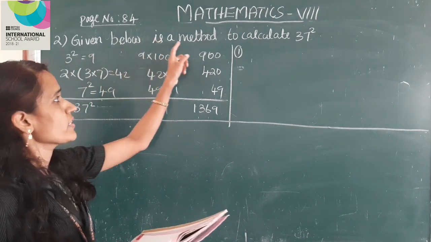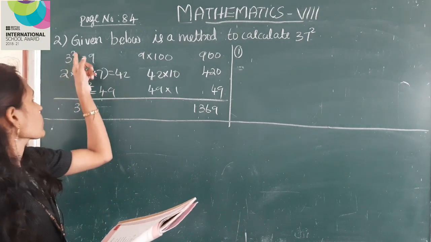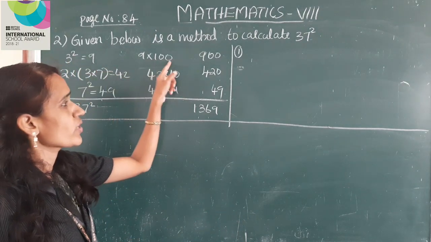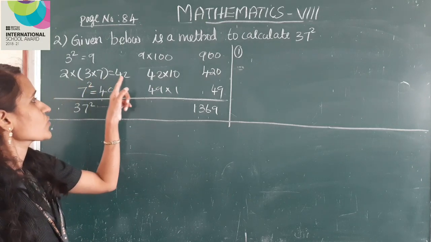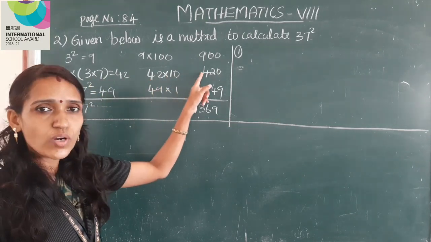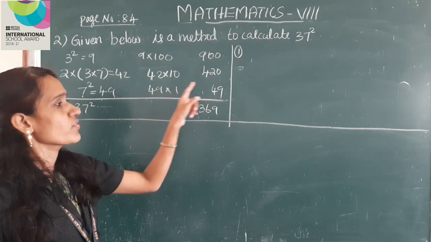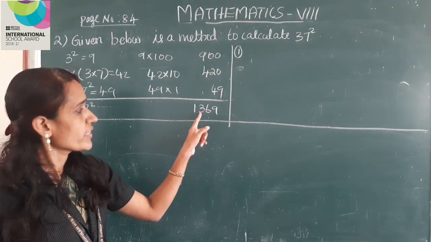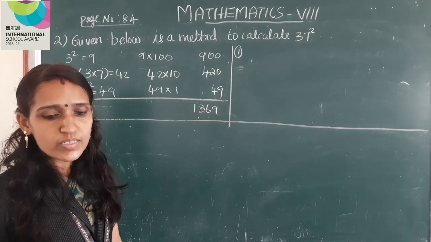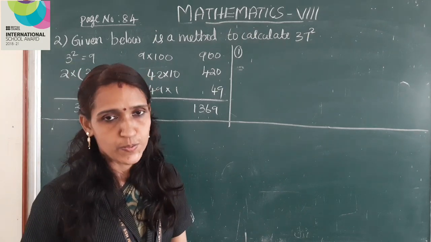Next, given below is a method to calculate 37 square. 3 square is equal to 9, 9 into 100, 900. 2 into 3 into 7 is equal to 42, 42 into 10, 420. 7 square is equal to 49, 49 into 1, 49. 37 square is equal to 1369. For the sub question, check this for some more 2-digit numbers.